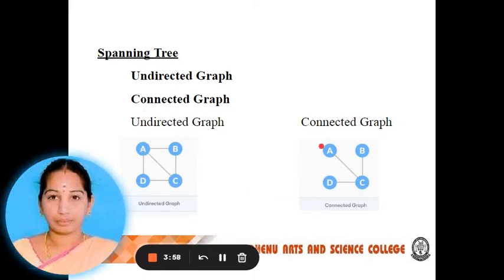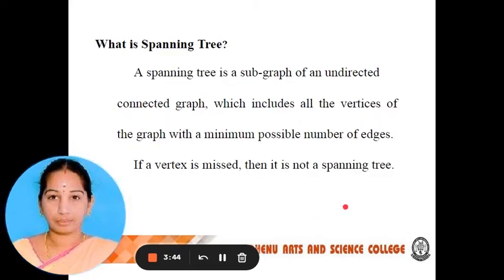In a connected graph, C is a center point, and C is connected to D, C is connected to A, and C is connected to B. So we call it a connected graph. A spanning tree is a subgraph of an undirected graph that includes all the vertices. If any vertex is missed out, it will not be considered a spanning tree.